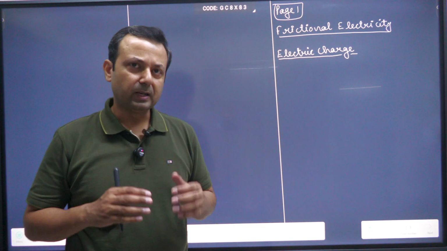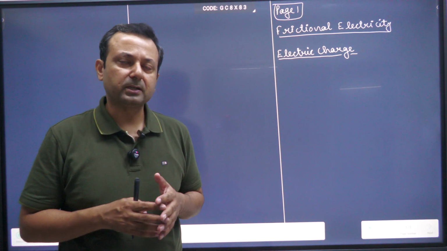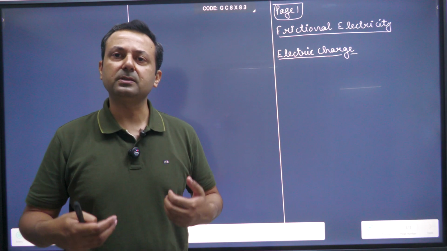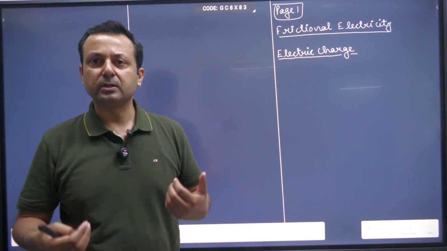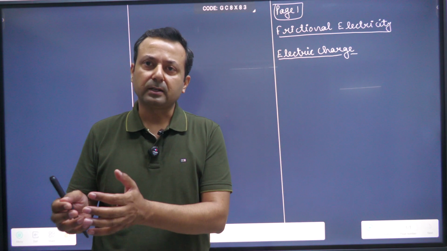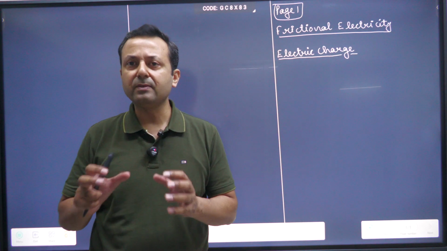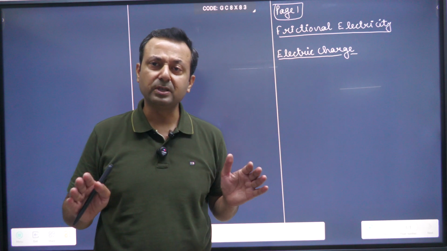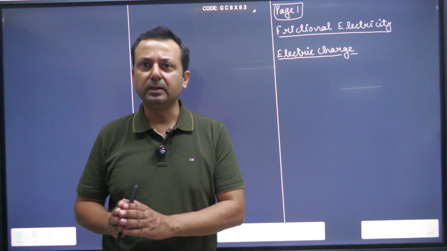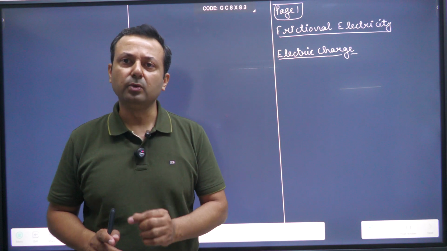What is this electric charge? Electric charge is an intrinsic property. Intrinsic means it is an inbuilt property which remains inside the materials, and those materials attract small pieces of very light objects. This is a scalar quantity, and its SI unit is coulomb.